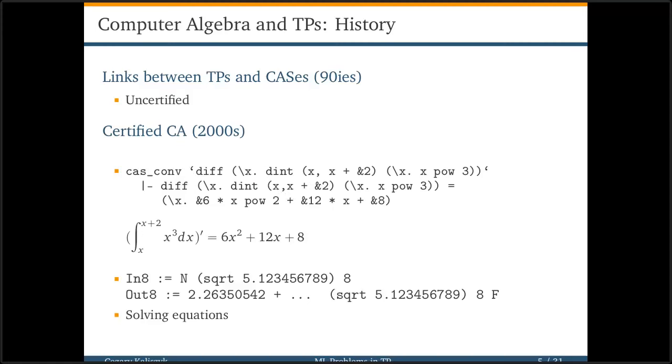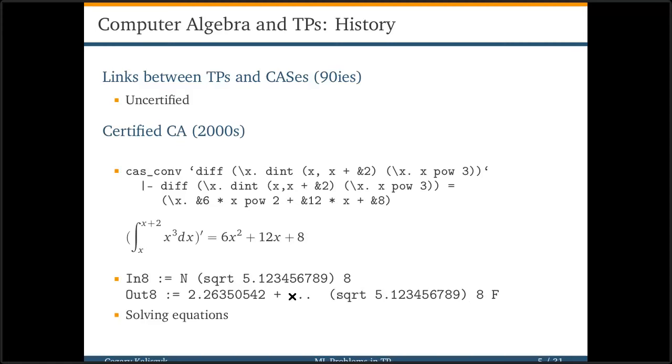So what do I mean by numerical approximation? The square root of some number up to 8 digits is equal to this number plus a dot, dot, dot. And for this dot, dot, dot we are guaranteed that it is less than some small bound. So that can be hidden in the output. That's the idea of a numerical approximation. So we really have an equality thanks to the dot, dot, dot, and things like solving equations.